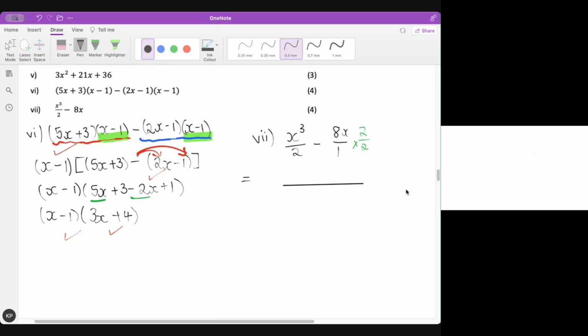You guys all understand that, right? It's already over 2, so we're not going to multiply anything. So it's just x cubed, and this is minus 16x. Okay, everybody happy with me so far? Now, take a look at that numerator, and remember we're factorizing. So what can we do with that numerator?